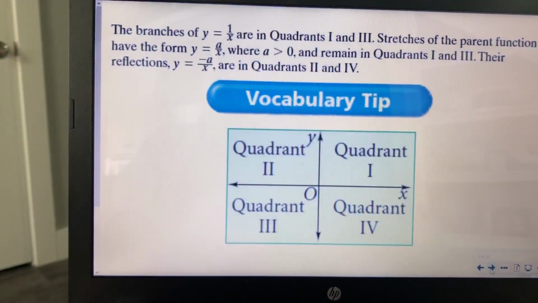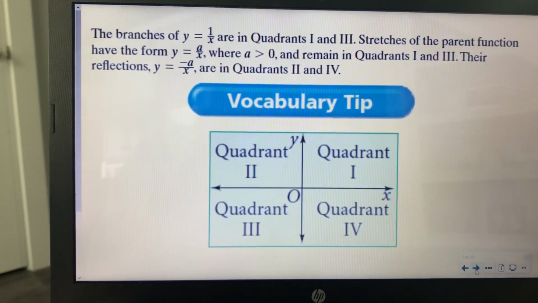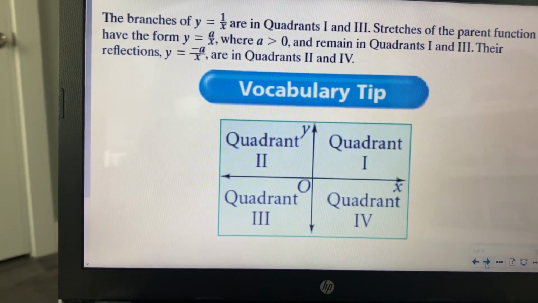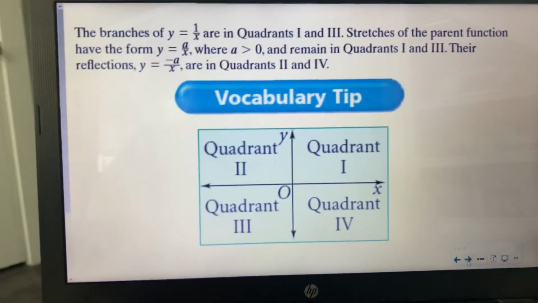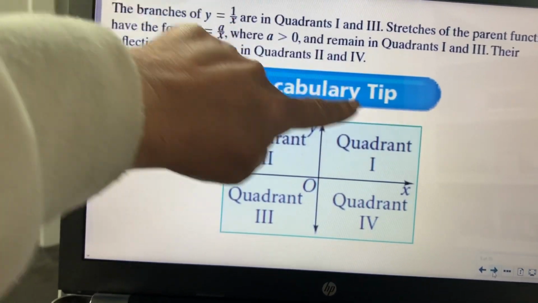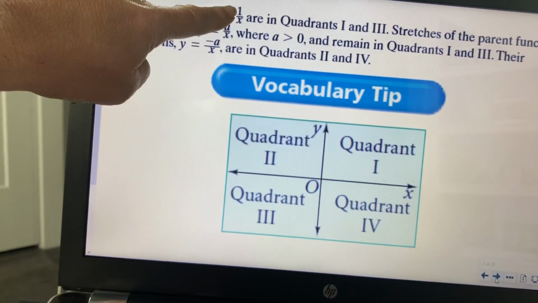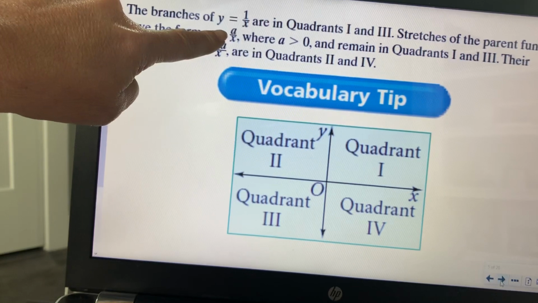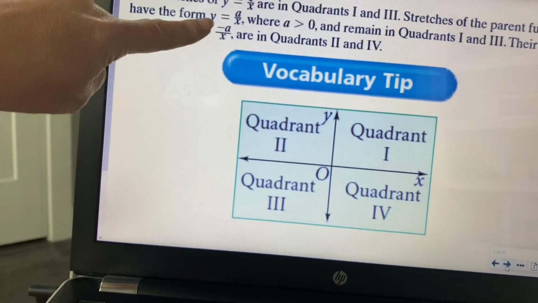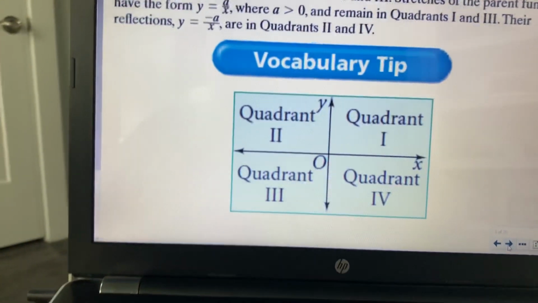Okay, skipping that slide. The branches of y equals 1 over x would be in quadrants 1 and 3. Stretches of that just means that instead of a 1 on top, they have an a number on the top. And if a is positive, your graph is going to remain in quadrants 1 and 3. Your branches will always be in 1 and 3 as long as your top number is a 1, or if there's a different number, as long as that a is positive, it'll stay in quadrants 1 and 3. If a is negative, then it would go to quadrants 2 and 4. Then it would just flip over into those two quadrants.